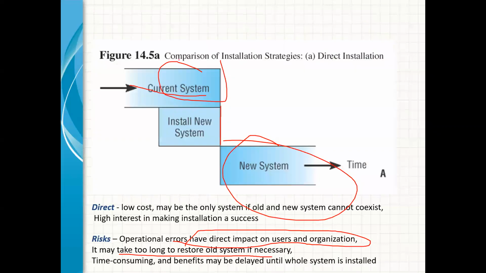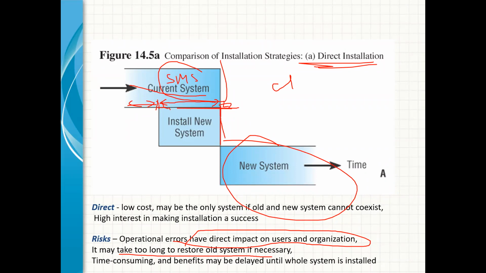So we discuss each. The first one is what you call direct installation. Today we are using our old system for the student management system. This is our old system, and we have started installing a new system for managing students. We finish by this time here. This is T1, this is T2. So before T1 we were using the old system.